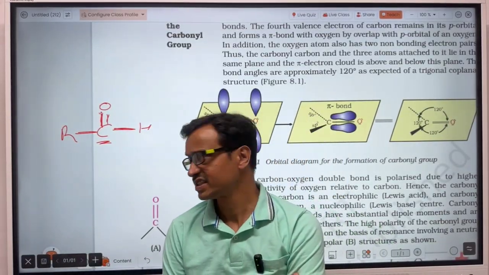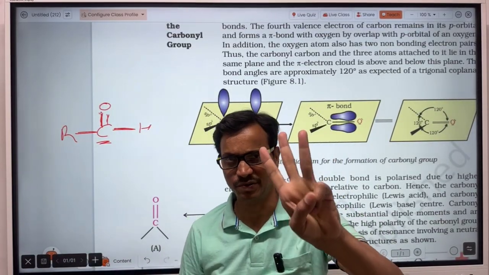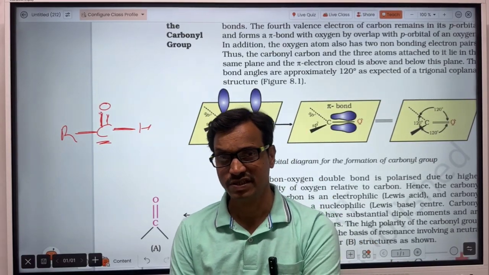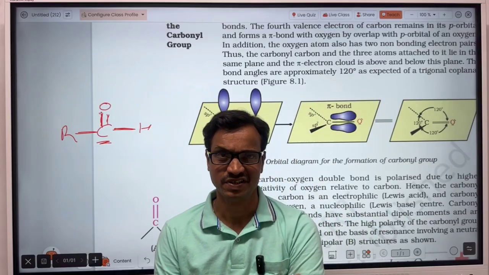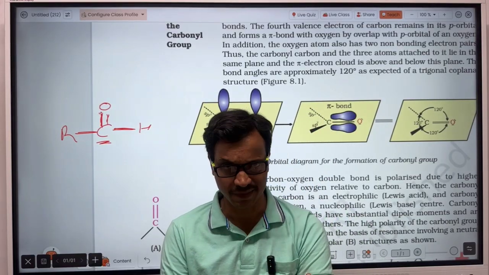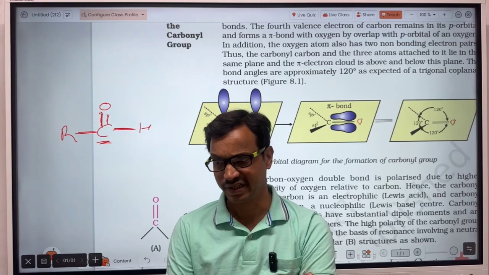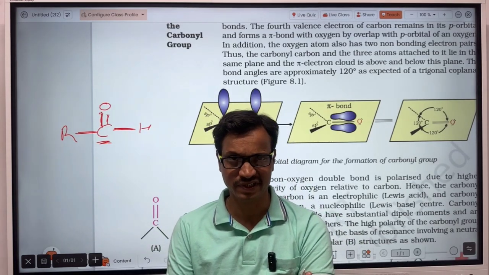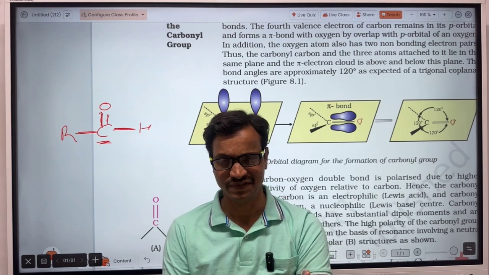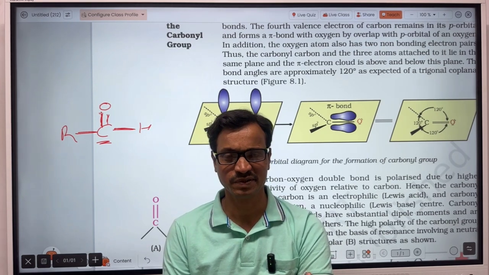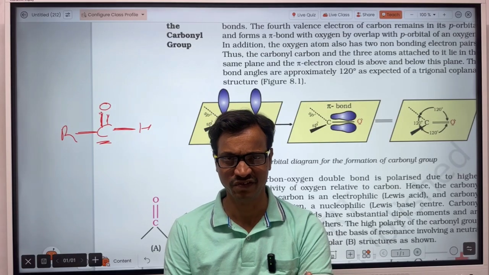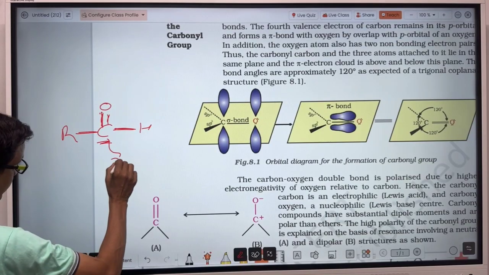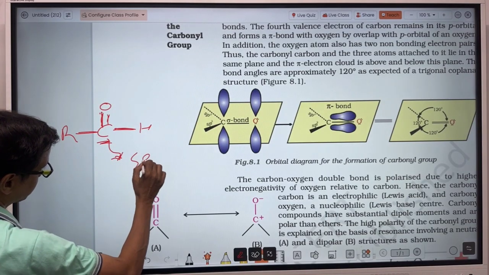Since this carbon is forming 3 sigma bonds, that's why this carbon requires 3 hybrid orbitals, and to form 3 hybrid orbitals, 3 atomic orbitals will merge together. One atomic orbital will be of S and the remaining 2 will be of P. So that's why its hybridization will be sp2. So the hybridization of this carbon is sp2.